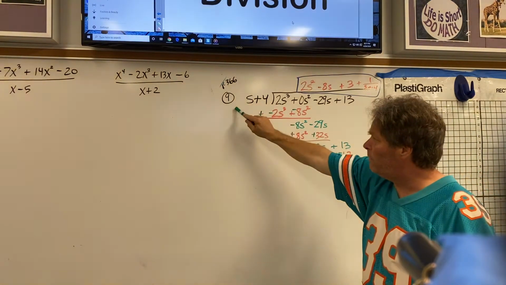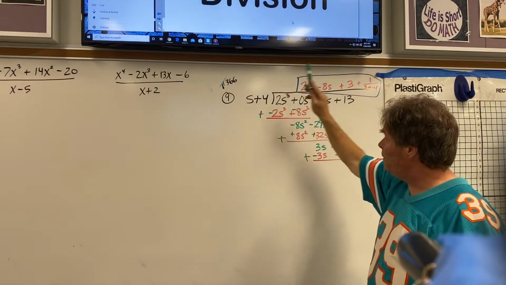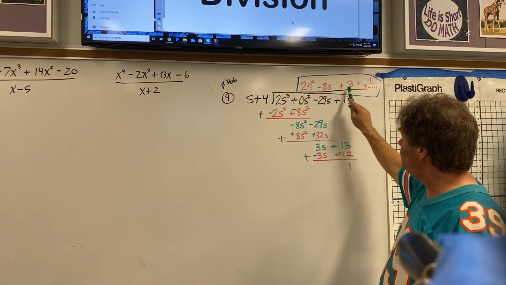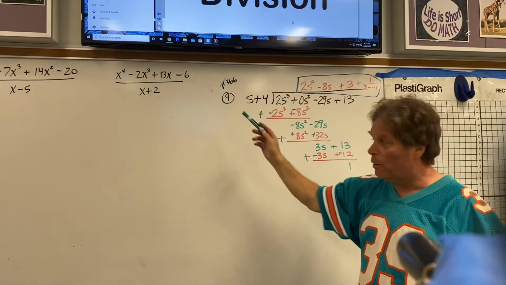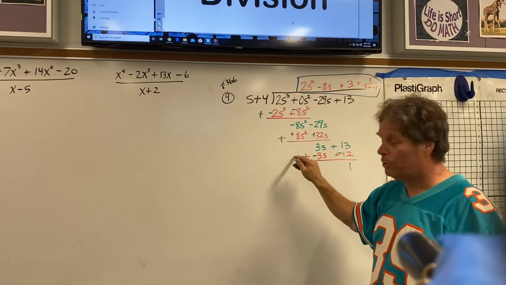I think it was 45, right? We did number 9. This is it. We came up with 2s squared minus 8s plus 3 plus 1 over s plus 4. You can watch me in the previous video. I worked this out exactly and showed you where it came from.